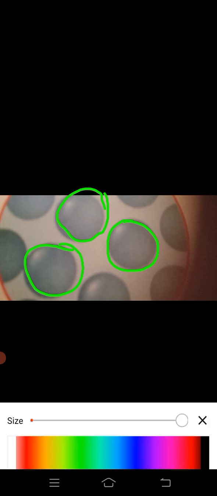So let's see what this is. Here you can observe in a zoomed manner that this is molecule number 1, this is molecule number 2, this is molecule number 3. Here there is some gap between these molecules, not more. Just a little bit of gap is there.